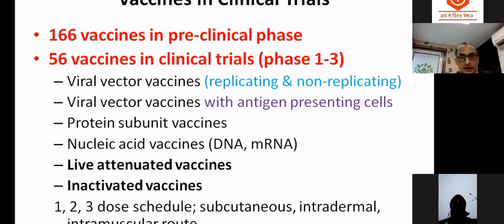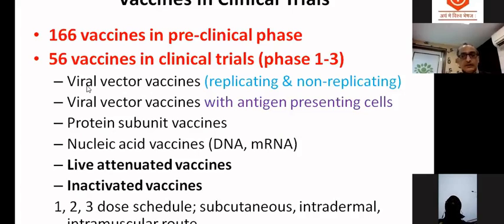Now, there are at least 56 vaccine trials being done all over the world. Some are completed, some are still in phase 3 trials. In addition, there are about 166 vaccines still in the preclinical stage on experimental animal models. So we hope to get a few more vaccines in the next few years if the epidemic continues, or otherwise the research will die down on them.